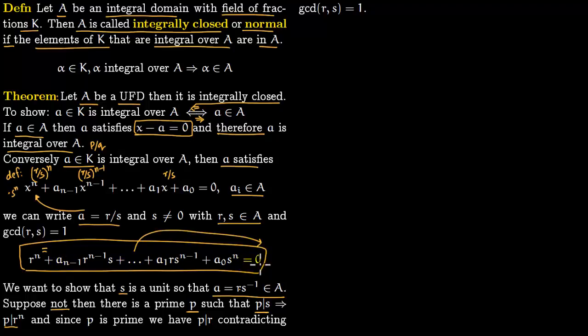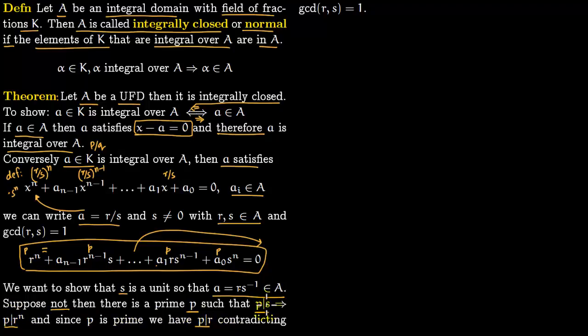So this right hand side would be divisible by P, therefore P has to divide Rn because each of the factors has S in it, and P divides S. So P divides this, P divides the next factor, P divides this, P divides this. So P has to divide Rn. Now since P is prime, if it divides Rn, then it will divide R.